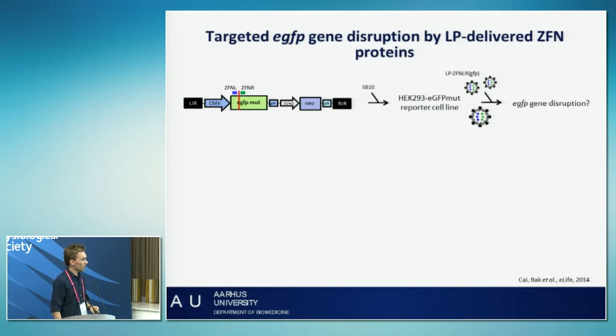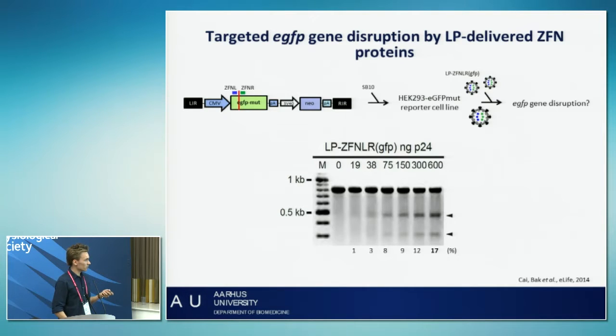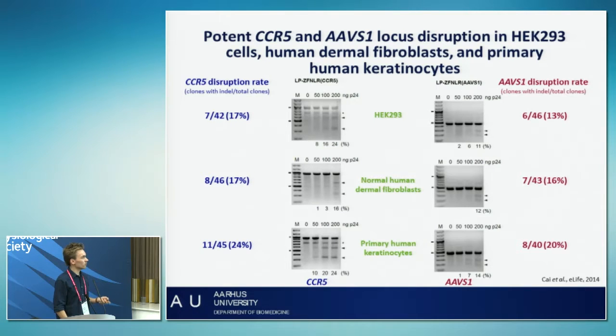We used a reporter cell line, first of all, to look at gene disruption after lentiviral protein transduction of zinc finger proteins. And when we did a Surveyor assay, you could see that by increasing the amount of virus we transduced the cells with, from 0 to 600 nanograms p24, we got an increase in indel formation. And we also confirmed this in 2 endogenous loci, CCR5 and AAVS1, in 3 different cell types: embryonic kidney cells, normal human dermal fibroblasts, and primary human keratinocytes, with indel rates ranging from 13 to 24%.